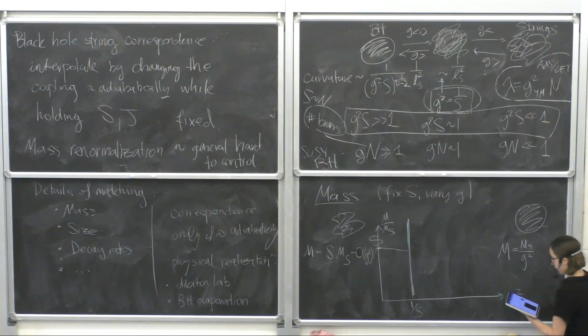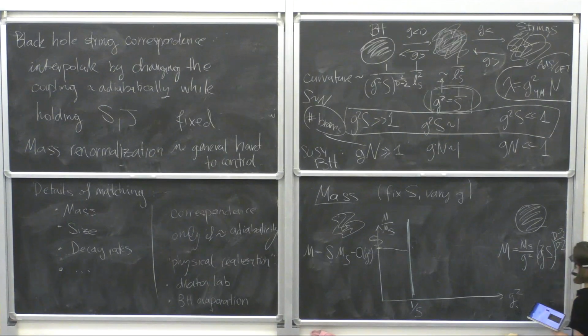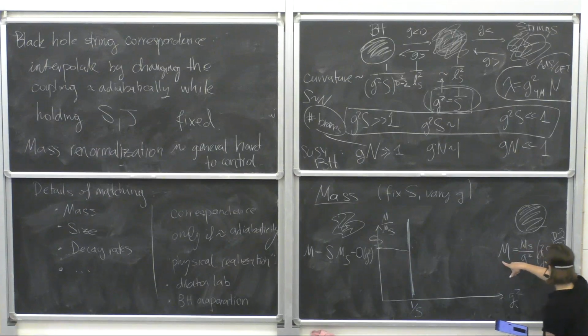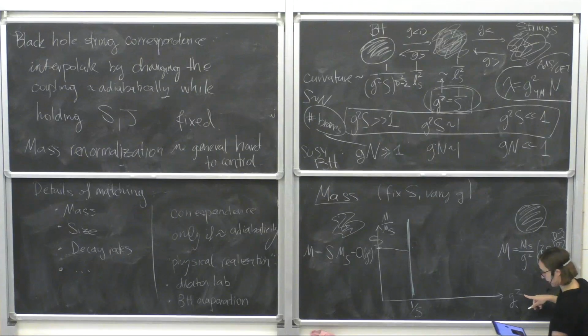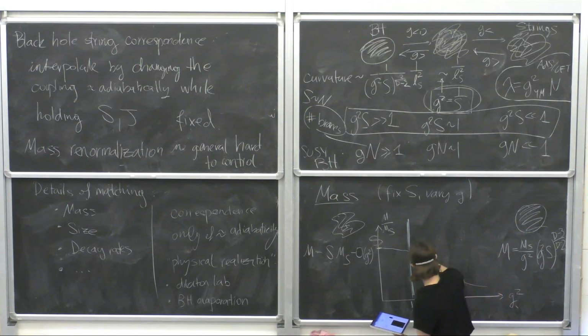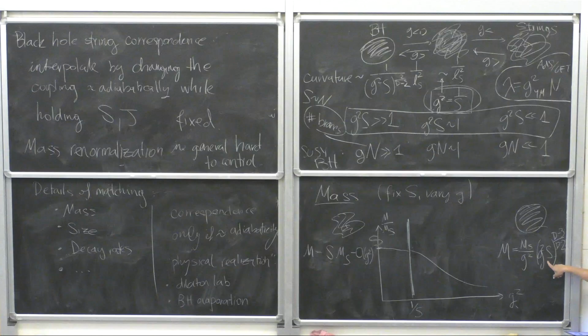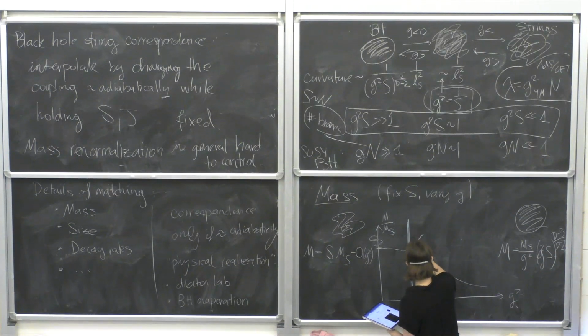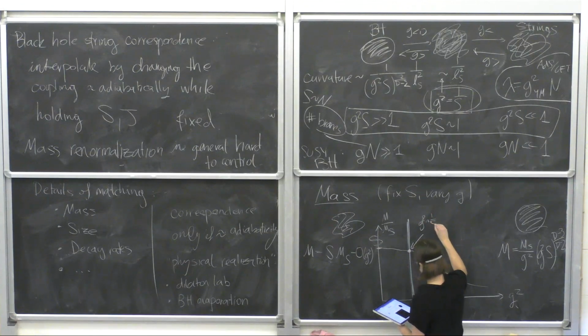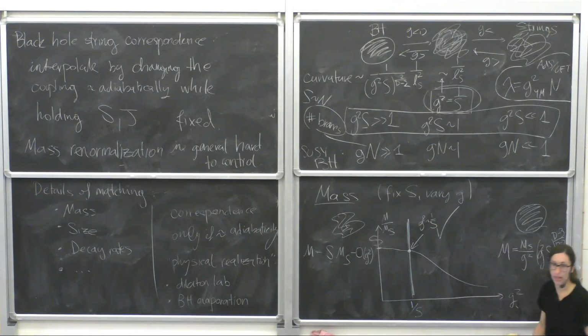So M_s over g squared s, and then in d dimensions I have to sprinkle these factors of d minus 3, d minus 2. So that's the black hole. So I can see how that goes. If I divide by M_s, then I have a 1 over g squared. So this line is g squared, so it's the inverse. So this does something like that. And you can check that when g squared is 1 over s, these things match. So this is at g squared 1 over s, and the two masses match.